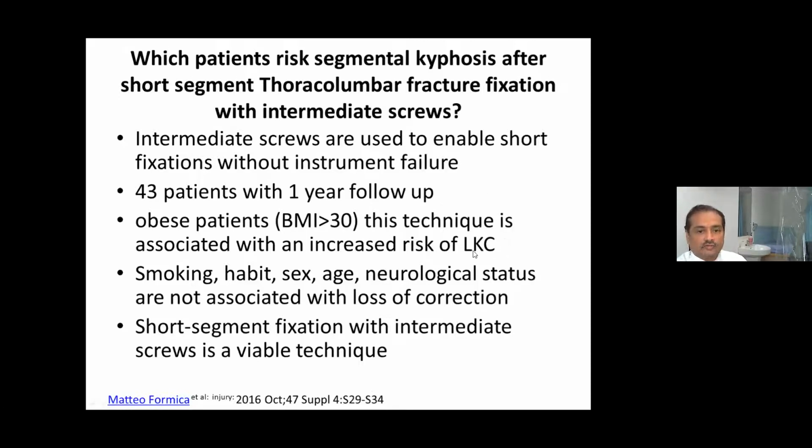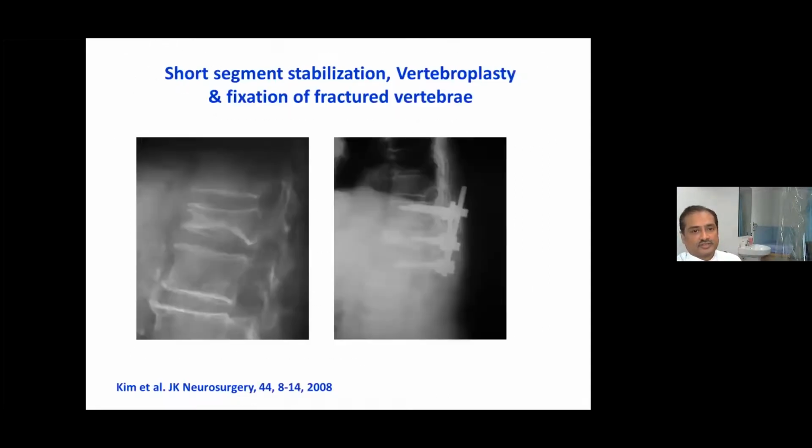It has been found in one of the only studies reported, by Formica et al. They tried to study the risk factors for local kyphosis and failure of a short segment fixation. They found that smoking habit, sex, age, and neurological status are not related to loss of correction or screw failure. And they found that obese patients with BMI more than 30 have a high risk of local kyphotic collapse after short segment fixation. So especially in obese patients, it is better to have a long segment fixation.